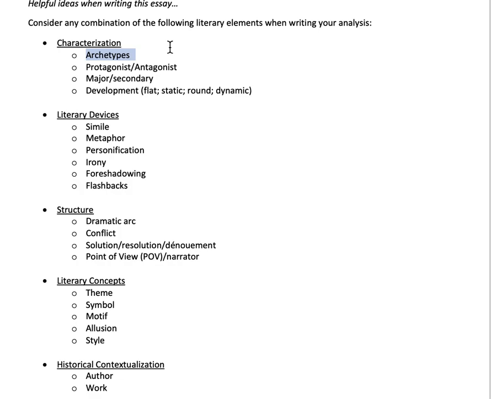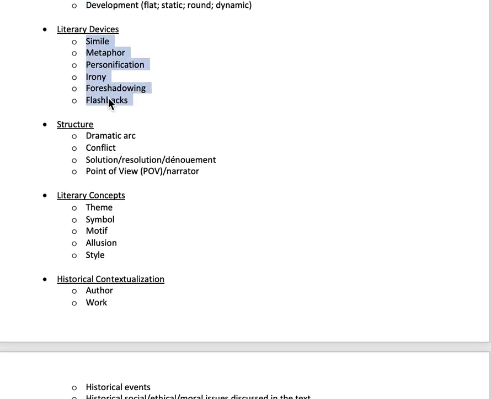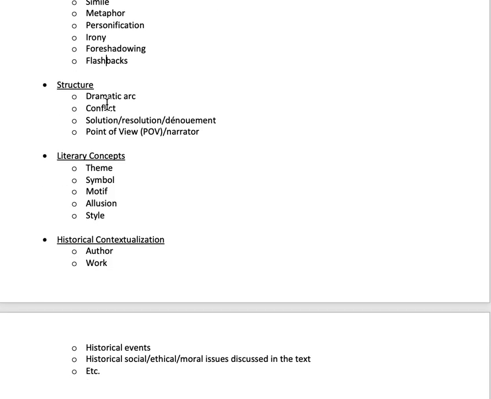So for characterization, you can think about things like archetypes. You can think about protagonists versus antagonists. Are they major or secondary? Are they developed? Are they not? Are they flat? Are they static? Are they round? Are they dynamic? Think about literary devices like similes, metaphors, personifications, irony.